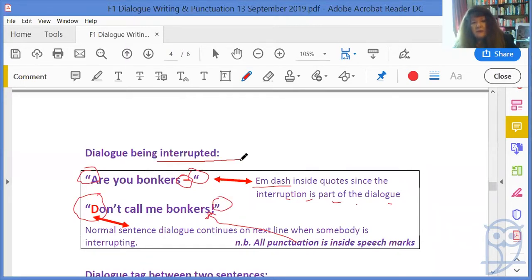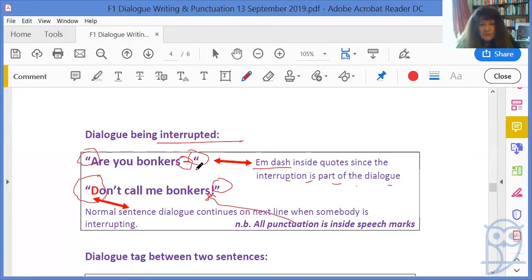Okay, so if someone's interrupting you, there's usually a good reason for it. It's something to do with the plot or the character that you're creating. And that's when it gets interrupted.